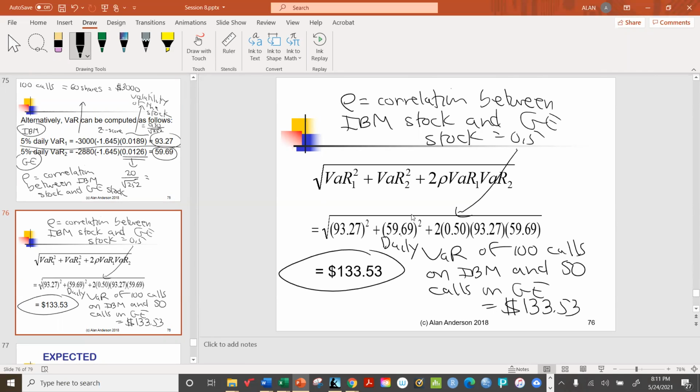Now, the whole idea here is that we didn't actually calculate this based on the calls themselves. By using the concept of delta, we were able to rearrange the formula and apply it to the actual stocks because of the equivalence between the risk of the options and a fixed number of stocks. So therefore, you can see that this is one of the many ways in which we can simplify value at risk calculations.